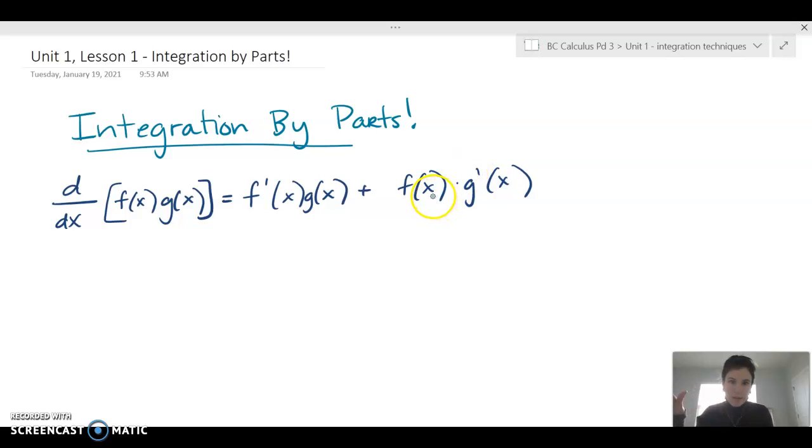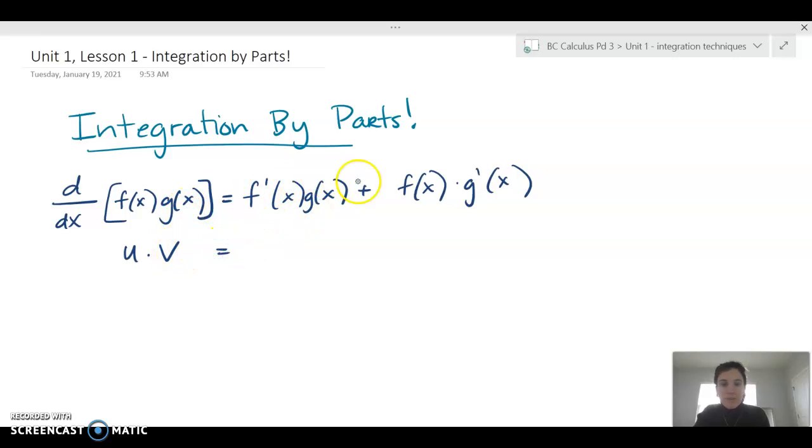So what I'm going to do is begin this video by showing you how we can develop the formula that we're going to use for integration by parts, okay? Instead of using this f of x and g of x, it's kind of a lot to write out, so I'm going to replace those with u and v, okay? So u is f of x, g of x is v.